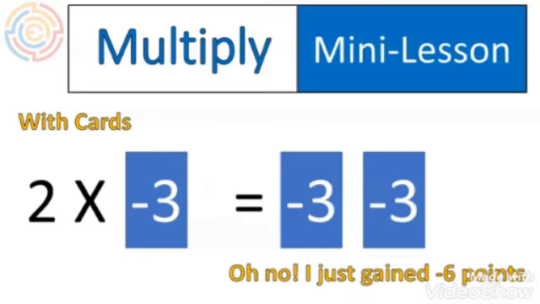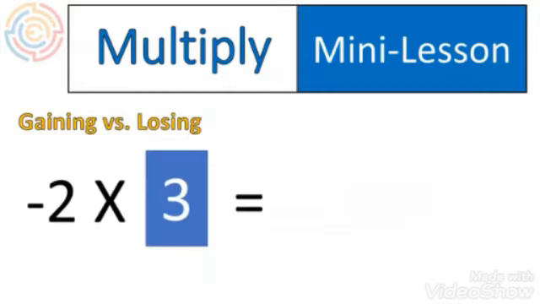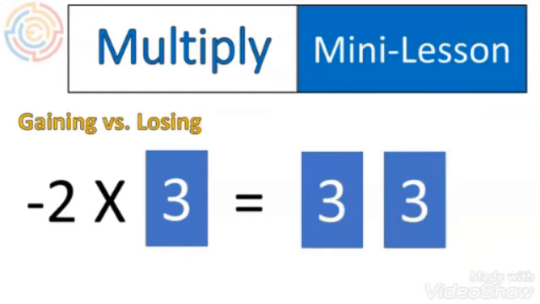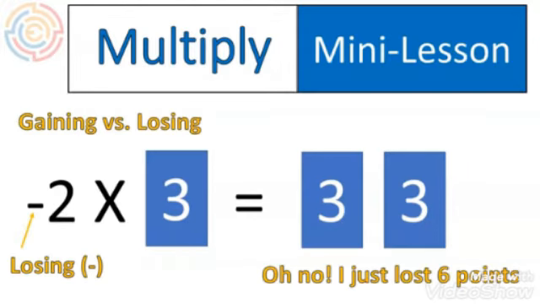Now we have to add a slight rule to talk about what to do when you have a negative first number. The negative on that first number means that instead of gaining the card, we are losing the card. So we do have 2 +3 cards, but because of that negative, we're actually losing those cards. Inside your hand, you have to find 2 +3 cards and give them away. So you just lost 6 points. That's a bad thing, right? That's -6.